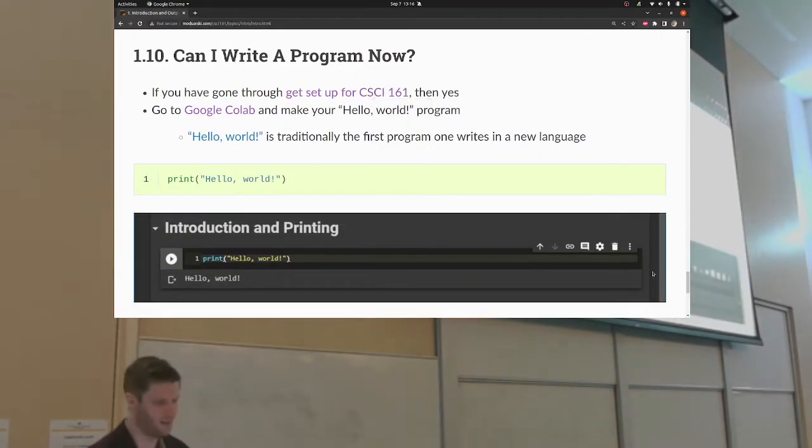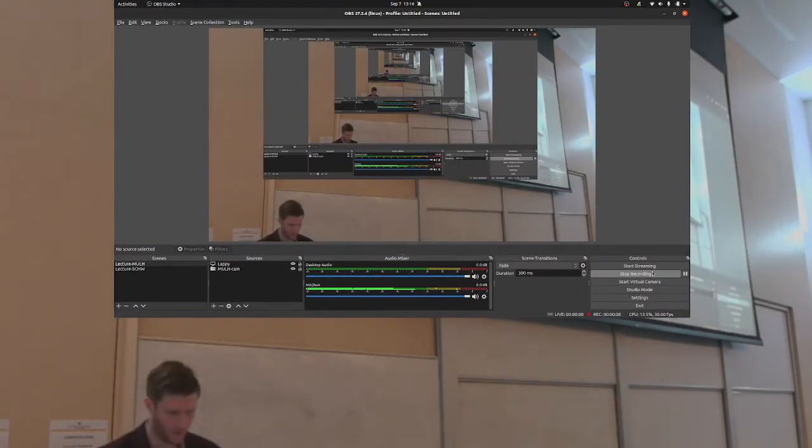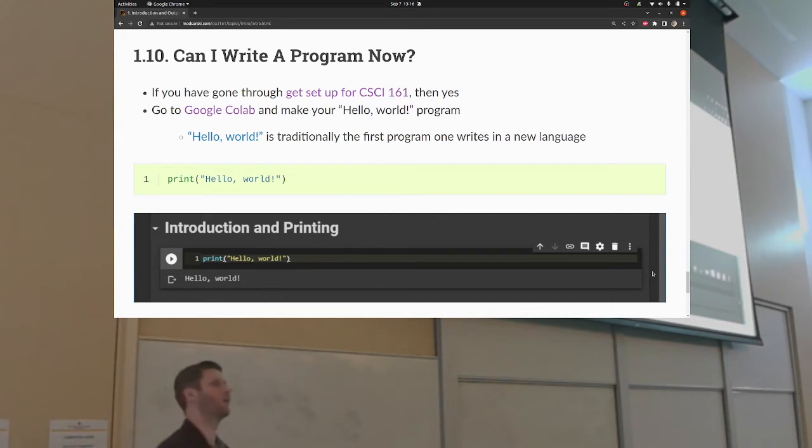All right, last time we ended off right before we got to the good stuff, where we can actually write a program. We're going to be using Google Colab. Google Colab is just a website you go to and you can start programming in Python right there in your browser. It makes it really easy to just start programming.